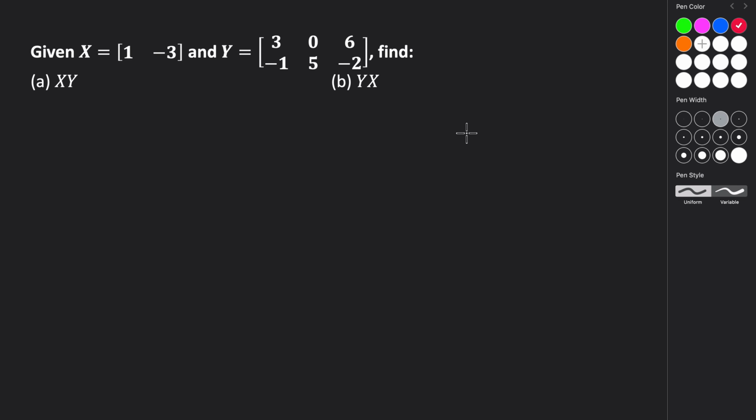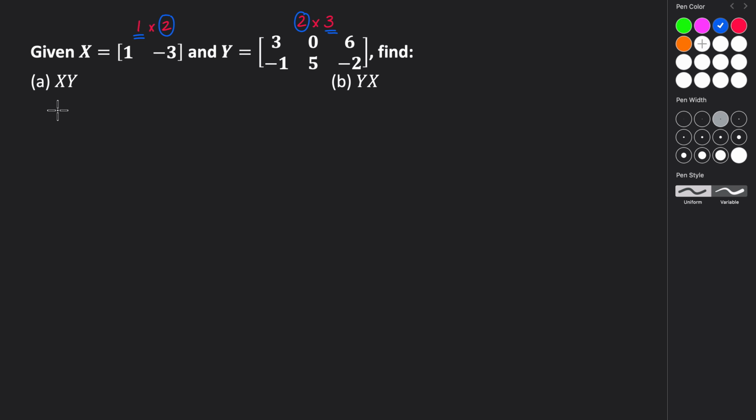Let's try another matrix multiplication problem. So we want to multiply x times y. x is a 1 by 2 matrix, and y is a 2 by 3 matrix. We can see that the number of columns in our first matrix equals the number of rows in our second matrix. So this matrix multiplication is defined and should give us a 1 by 3 matrix as a result.